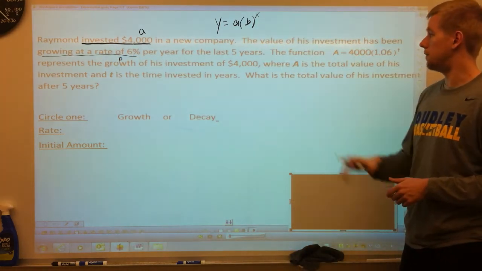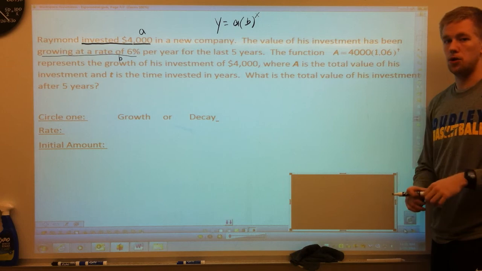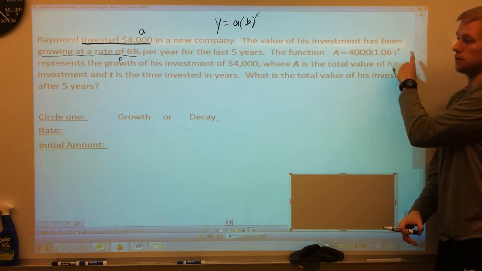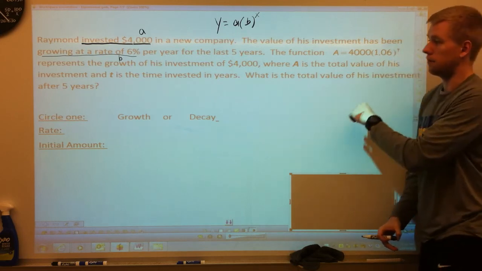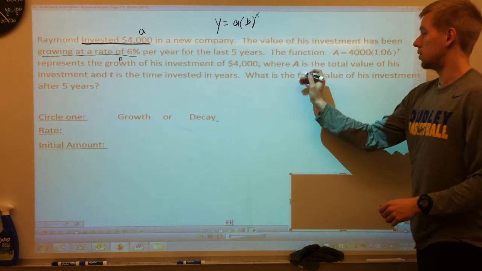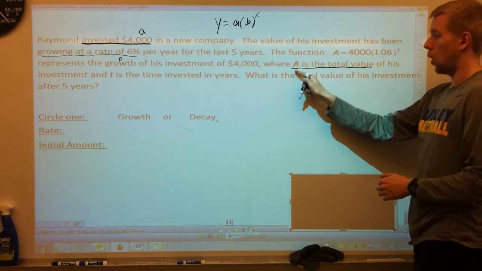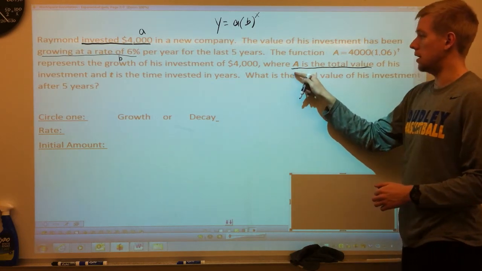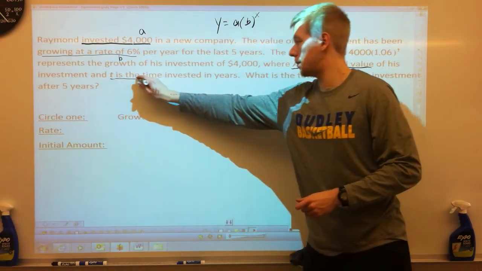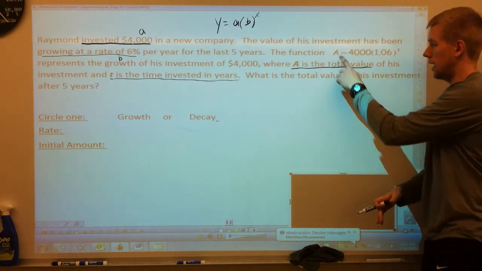For the last 5 years, the function A equals 4,000 times 1.06, so they even made the function for you. They already gave it to you, but you need to know what the parts mean. 4,000 times 1.06 raised to the t, that's a lowercase t, because they use t for time, I believe, later on in the problem. Represents the growth, so again, they told me it's growth of his investment of $4,000, where A, this uppercase A, is the total value. And like I said, this is not y or f of x, but they used A in place of y. So this is the total value of his investment, and t, they told me what t represents, is the time invested in years. So we don't have x, we don't have y, we have A and we have t.